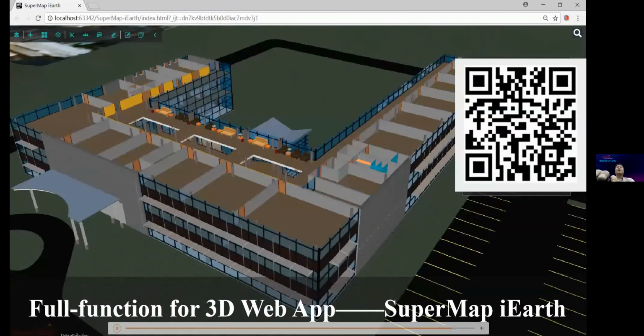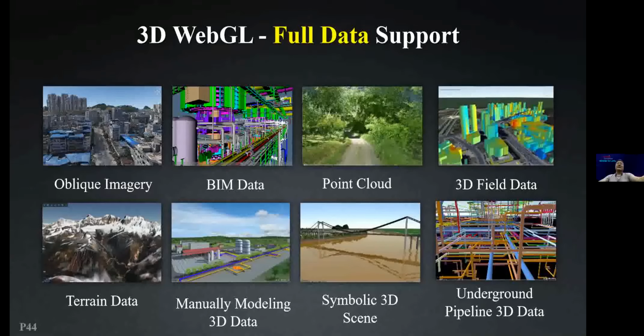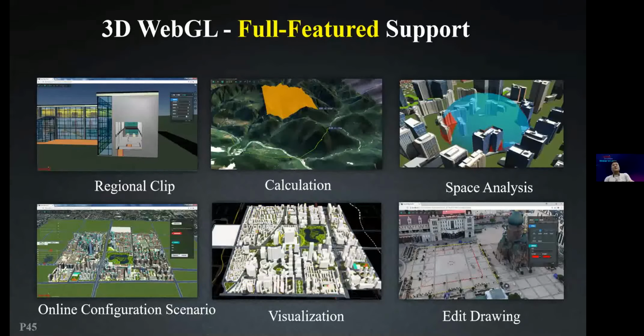Okay, and 3D WebGL supports full data, such as the oblique imagery, the BIM data, the point cloud, the 3D field data, the terrain data, manually modeled 3D data, symbolic 3D scenes, and the underground pipeline 3D data. Almost all the 3D data can be supported on WebGL, on web. And it also supports all the features, such as functions like regional clip, calculation, space analysis, online configuration, scenario and visualization, and edit drawing.